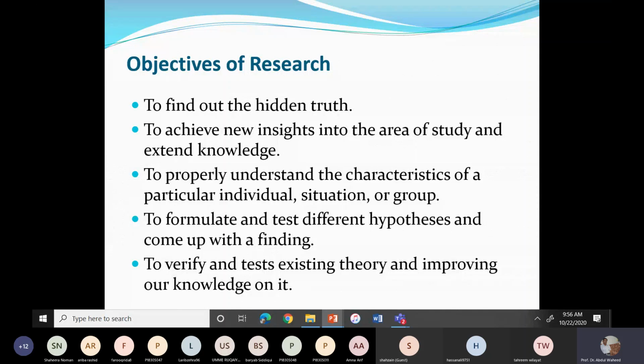And then in research, we formulate and test different hypotheses and come up with a finding. So a hypothesis is basically a claim. So we make a claim and then we test that claim and come up with some finding.